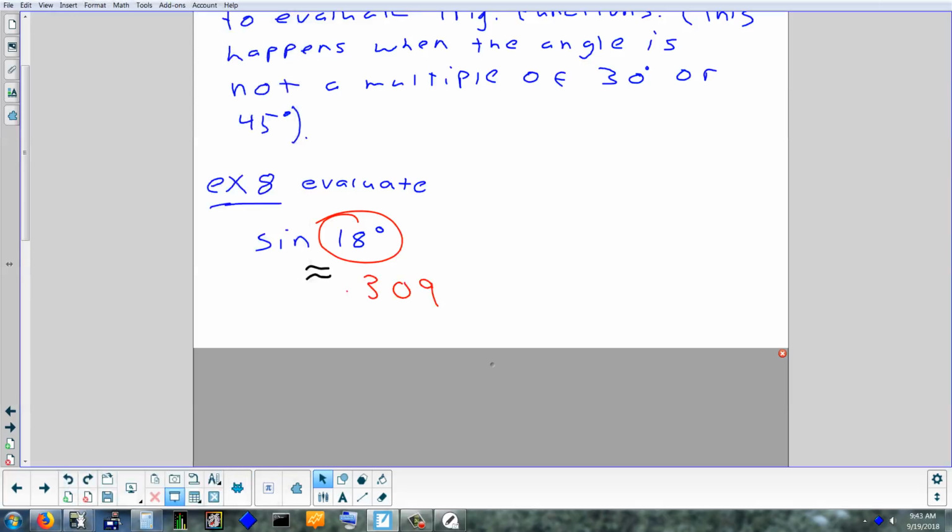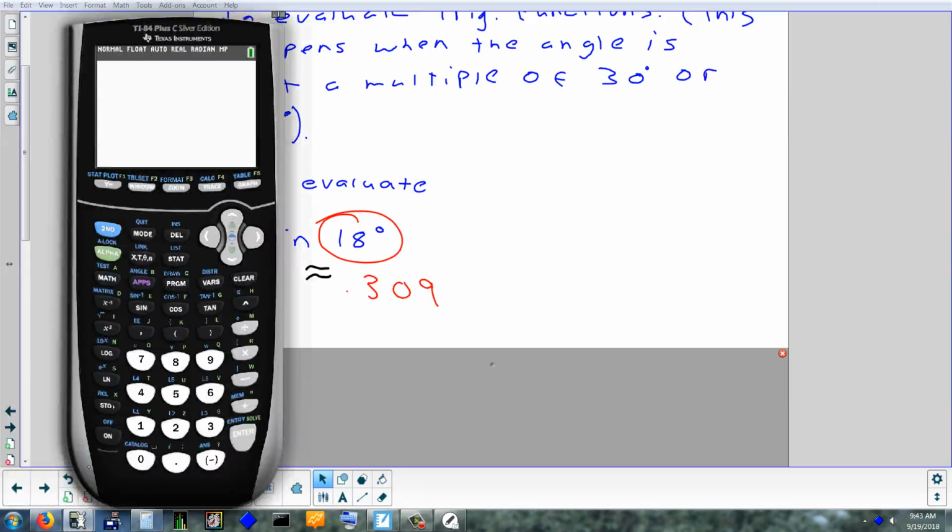Do it like, I don't know. So you press sine. Yeah, but 18. When I press sine, nothing pops up. It just blinks. Okay, well, let me show you something else. So on mine, I have to do it.